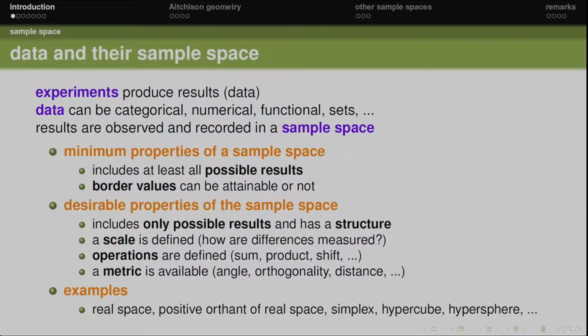Which are desirable properties? Desirable because they make the analysis easier, more accessible. That it not only contains all possible results, but it has a structure. And we will see immediately why the structure is important. The structure should include a scale. How do we measure differences?